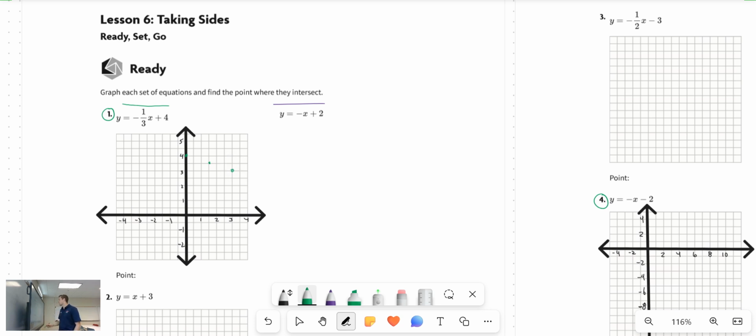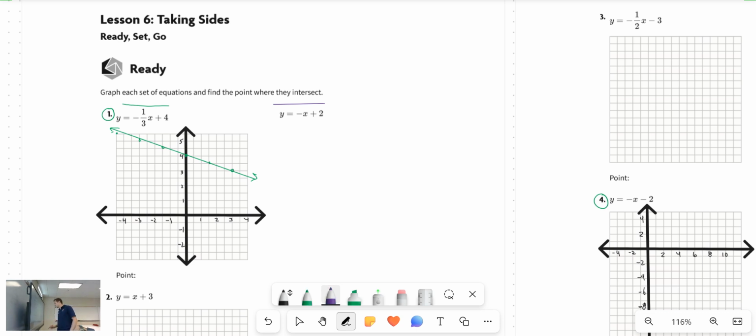Down 1 over 3, we can't go over more, but we could also go up 1 and to the left 3. So up 1 to the left 3 is here, and up 1 to the left 3 is right there. All right, so those are our points. Let's get those graphed. And that looks okay to me. It's not perfect, but that's fine.